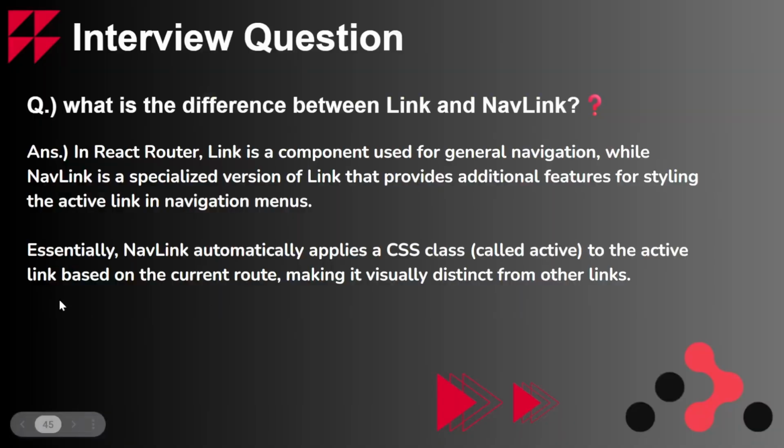Let's get back to our question and let's understand this statement. What it was saying, essentially nav link automatically applies a CSS class called active to the active link based on the current route, making it visually distinct from the other links. Now I hope you can understand this sentence very easily, because I even showed you from inspect tool that when you will click on a particular link, and if it is active, it will add a CSS class called active, and you can use that CSS class to give your CSS or basic style, okay, customized style.